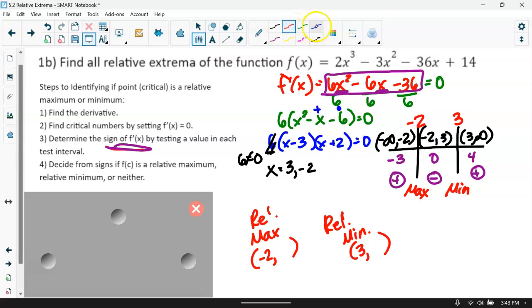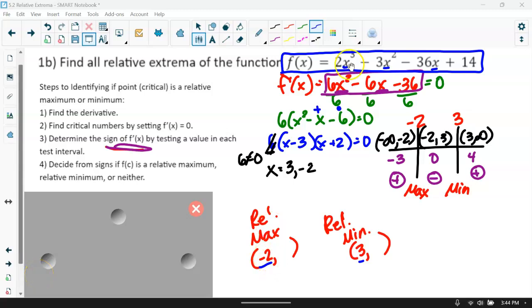So now to find what the point is, we now go back to the original function and substitute, plug in x with negative 2 and 3 to get your y value. So practice, pause the video, try this part on your own.